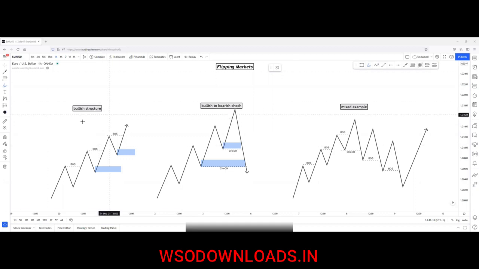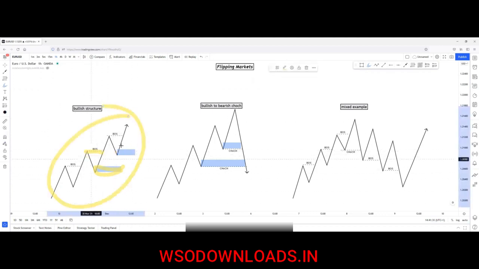As you can see on the first example here, we can see a bullish structure because price is creating a series of higher highs and higher lows, breaking structures to the upside, creating demand zones over and over again, breaking through weak highs, breaking through supply zones. So it's a bullish structure.